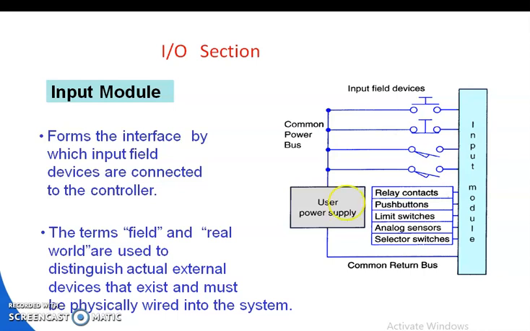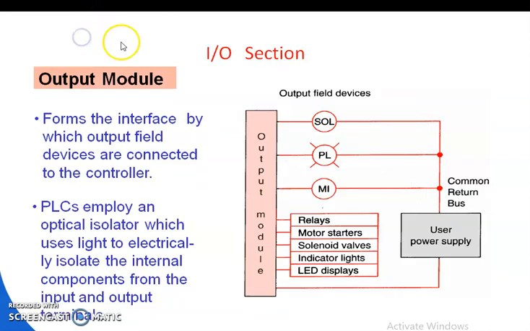This is the input bus. This is the common power bus. This is the user power supply. These are the input field devices. It forms the interface by which the input field devices are connected to the controller. The terms field and real world are used to distinguish actual external devices that exist and must be physically wired into the system. Then similarly another segment we have to discuss, that is the output module.